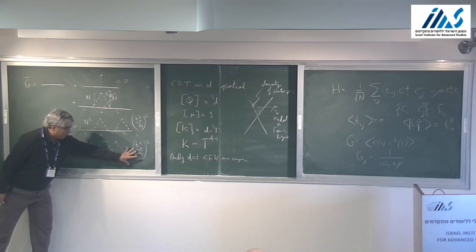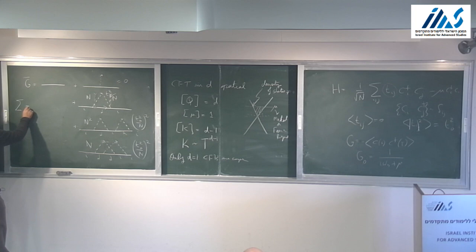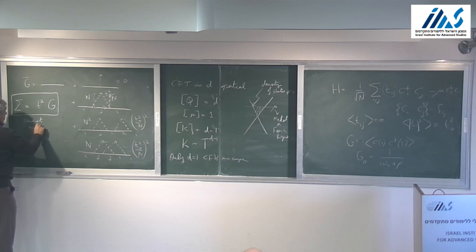And in fact, you can see the whole thing is very simple. To all orders in 1 over N, the leading term, sigma, the self-energy, is just T naught squared, with a factor of the sign I don't remember, times G. So this is exact. What? T zero squared. Thank you. All right. So that's the whole solution of the problem.